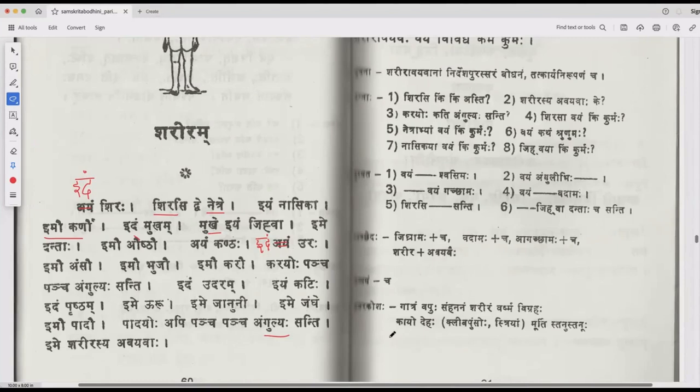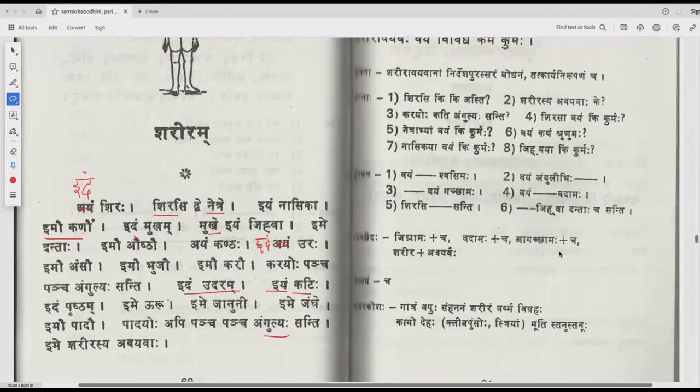Idam udaram. You are right. Idam udaram. We are here. Idam udaram. This is stomach. Iyam katihi. This is waist. This is ikaranta strilingaha kati shabdaha. Strilinga. That's why you have iyam here. Idam pishtam. This is a back. Ime uru. These two are thighs.